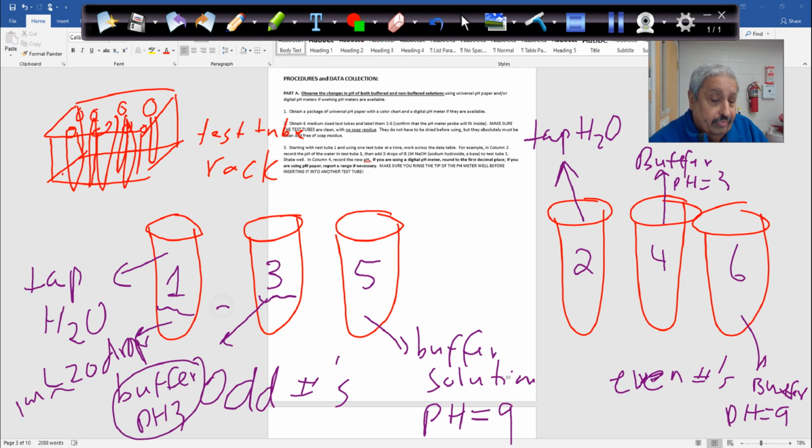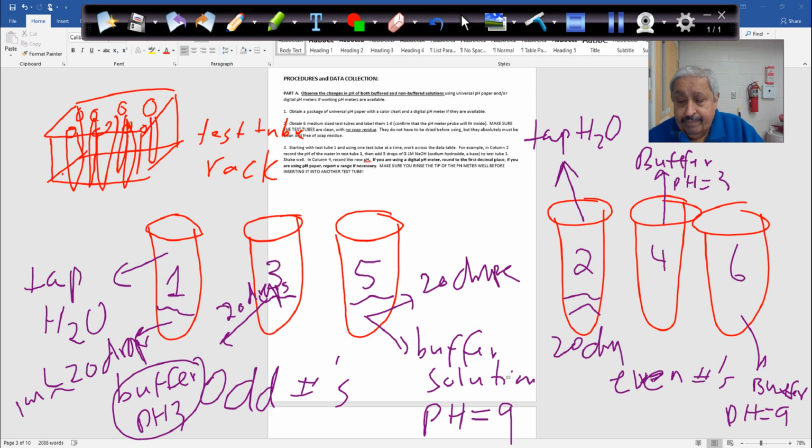You take 20 drops, guys, and this one here, buffer solution, 20 drops. And here's the same thing, 20 drops. So, as I said, don't worry about the amount, but I want you to see something here. So now, those three ones here, you take those. All those three here.